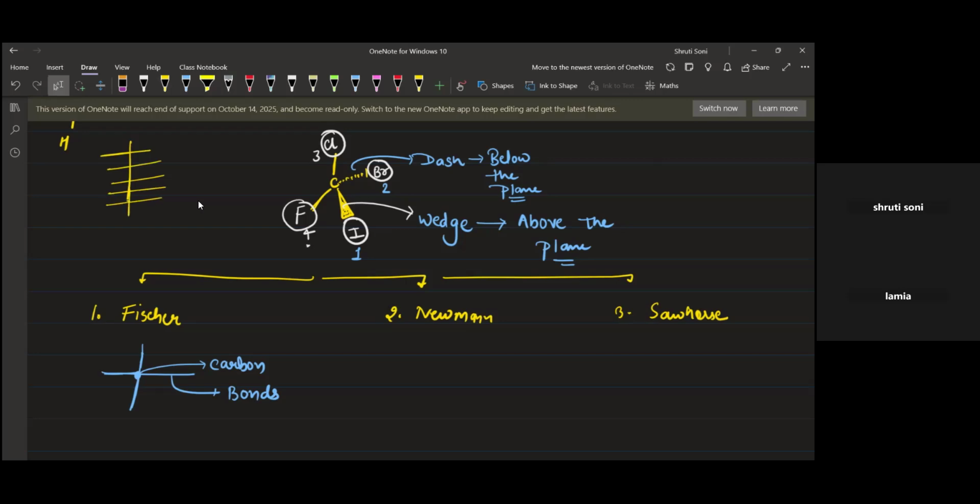So now these dots represent carbon, and each of the four bonds represents the bonds of carbon. Do you understand that? Each dot has four lines.